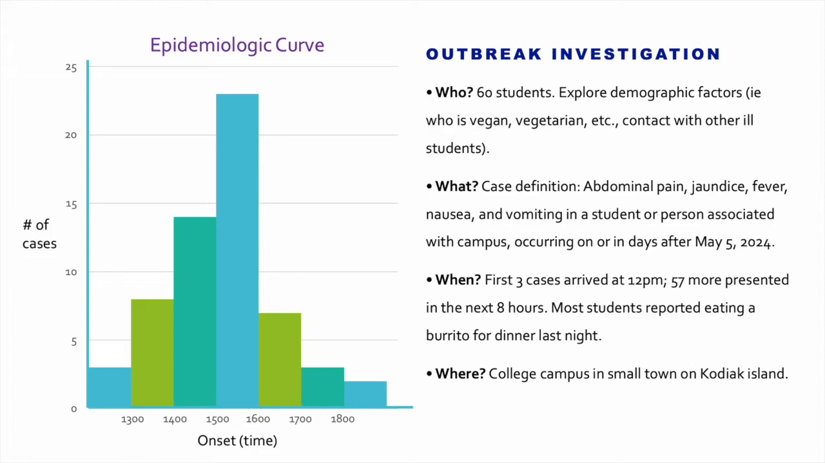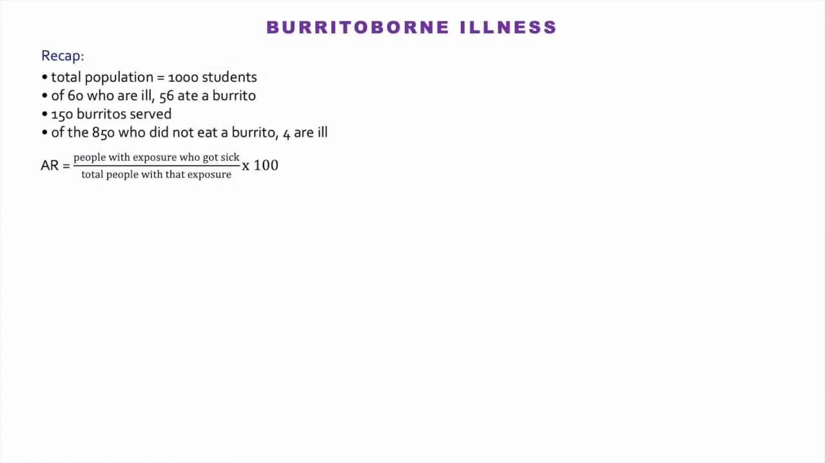Were the roommates of ill students affected, or only the individuals who ate at the restaurant? To recap, we have 60 ill students, 56 of whom ate a burrito. 150 burritos were served during the time frame of the outbreak. And of 850 students who did not eat a burrito, 4 are ill.